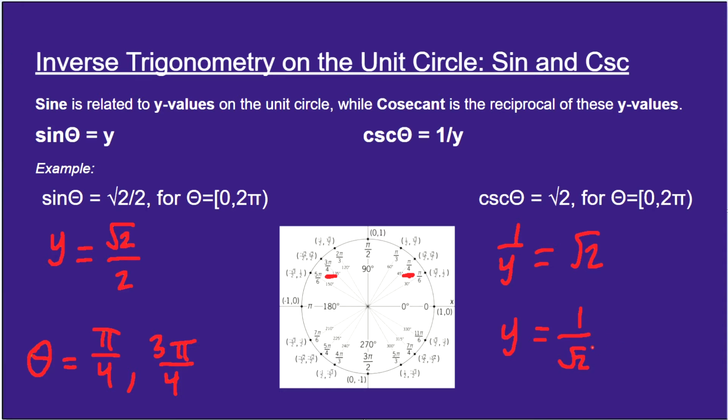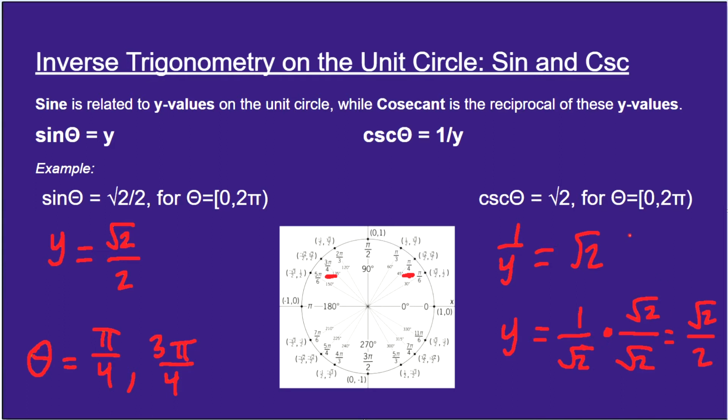Remember, guys, we like to have the square roots removed from the denominator. That's called rationalizing our denominator. So we're going to multiply the top and bottom by root 2. And we get that y equals root 2 over 2.